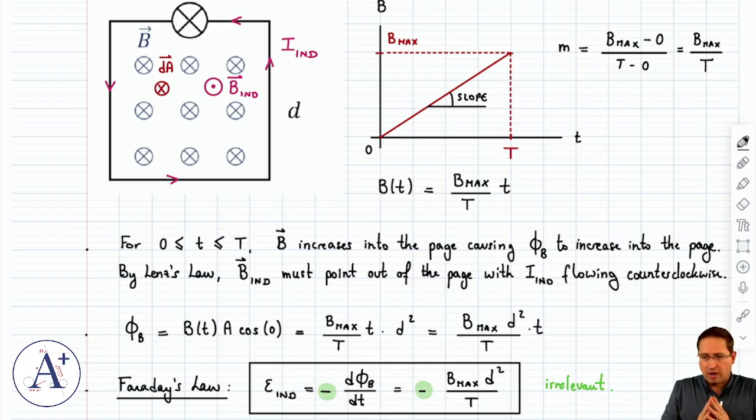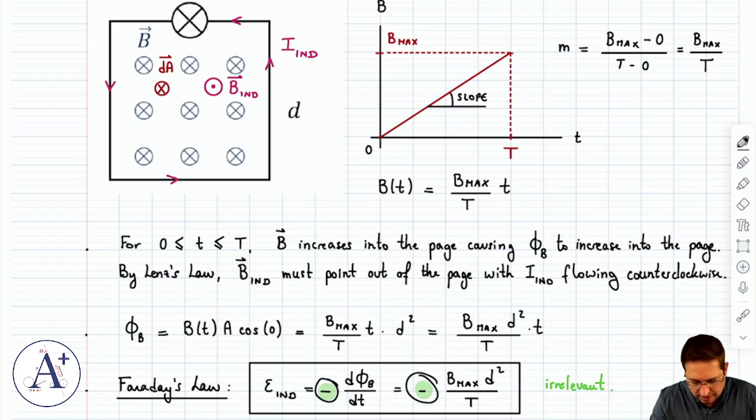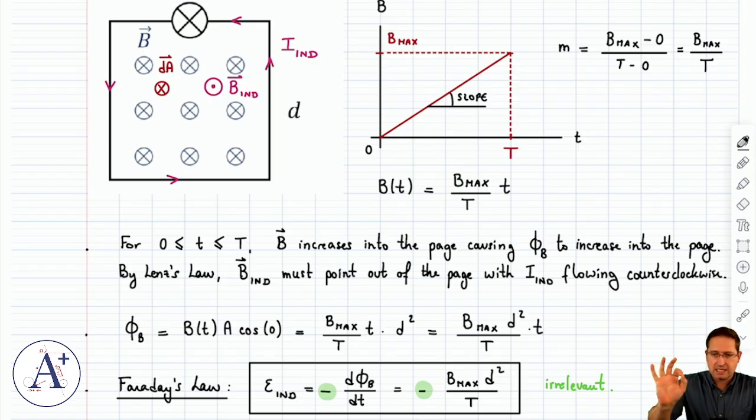However, even though it's irrelevant, I would strongly suggest that you do not forget to write it on your exam, okay? Because Faraday's law is not epsilon induced is equal to d phi B dt. It is minus d phi B dt that you have to write. So always write the negative sign. Just know in the back of your brain that it's irrelevant. It doesn't mean anything. All we're going to use epsilon induced for is to find the magnitude of I induced, which we'll just take the absolute value of epsilon induced and divide by the resistance of the loop in this case.